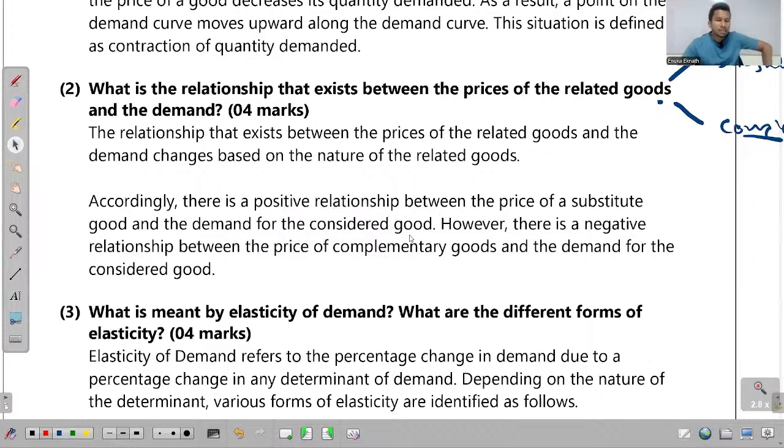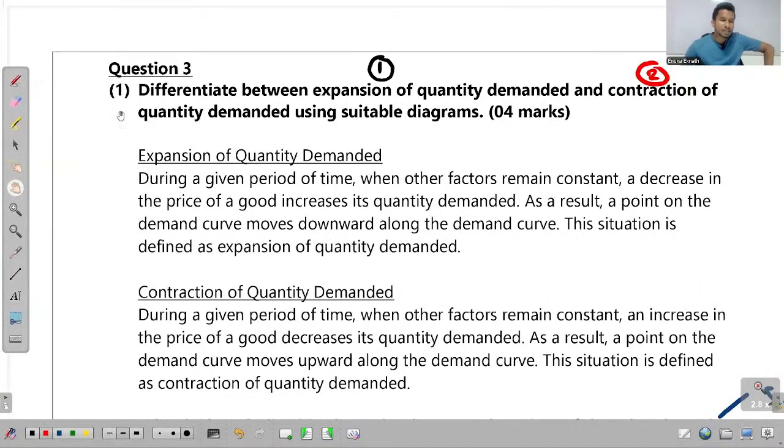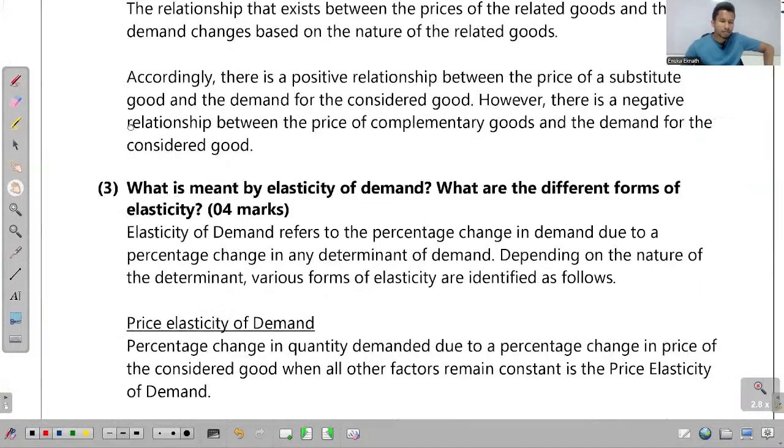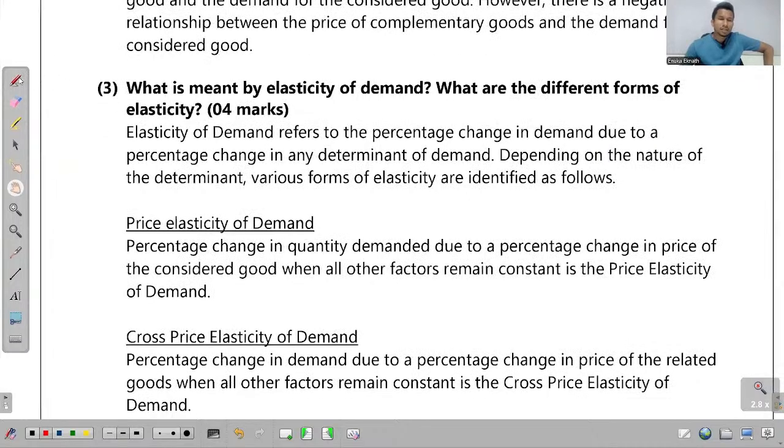All right, now let's get into the third part of main question 3. Let's read this question. It says, what is meant by elasticity of demand? What are the different forms of elasticity? So when you hear this term elasticity of demand, what really comes to your mind?